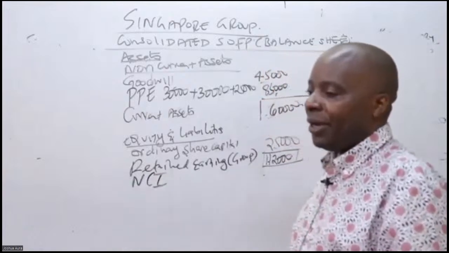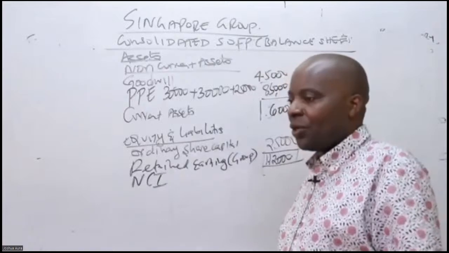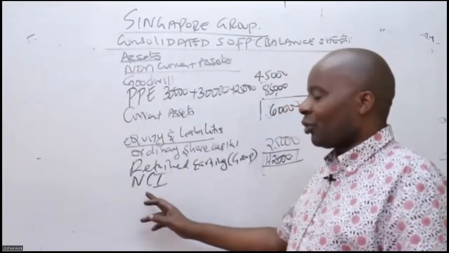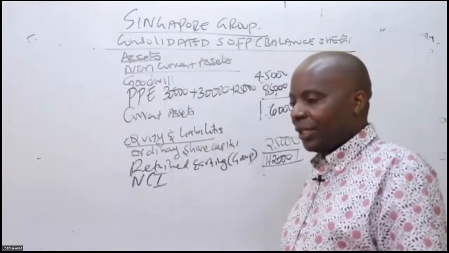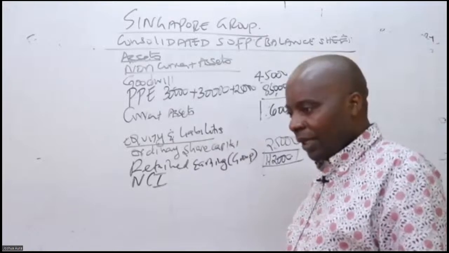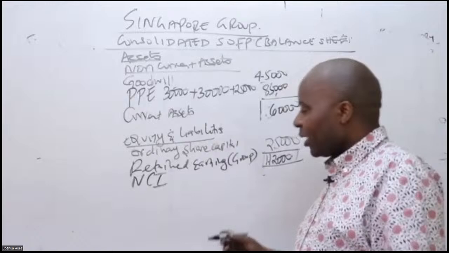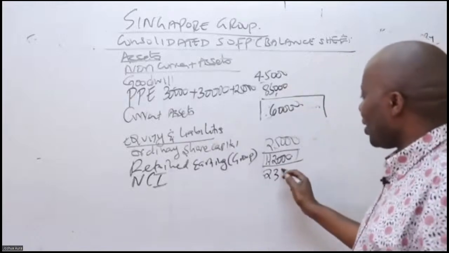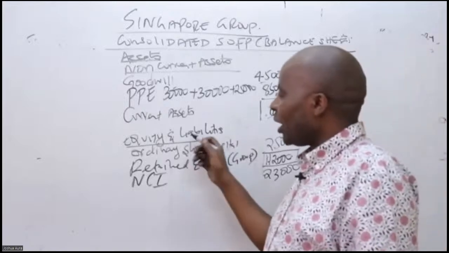Is there anybody who can remember what NCI is? Thank you, Terry. Is there anybody who is able to remember this NCI at reporting? We did a calculation for it. NCI at reporting is 23,000, right? So NCI at reporting is 23,000. So that is it. Then go to the liabilities.